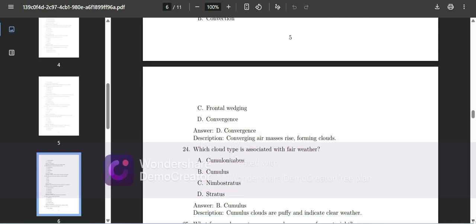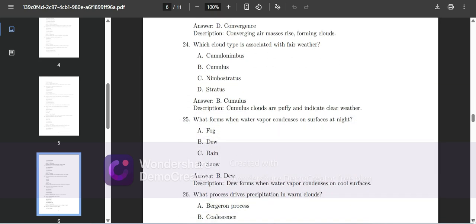Which cloud type is associated with fair weather? Cumulus. Cumulus clouds are puffy and indicate clear weather.